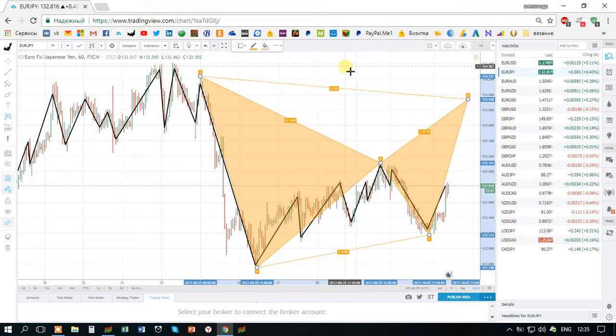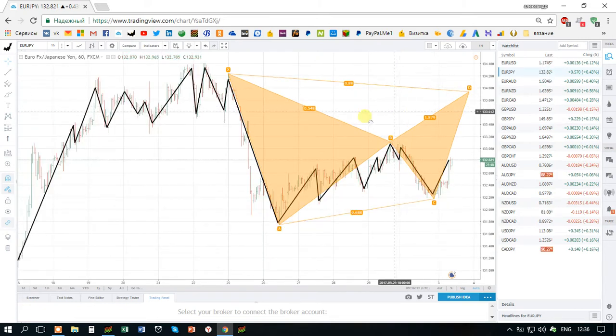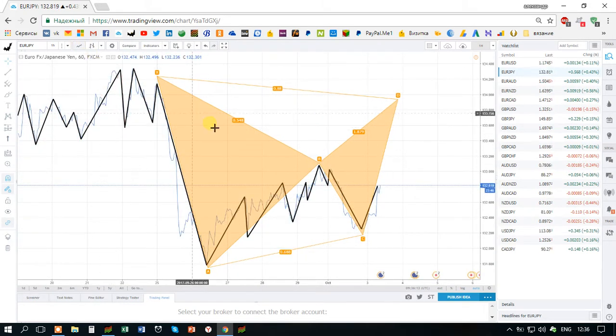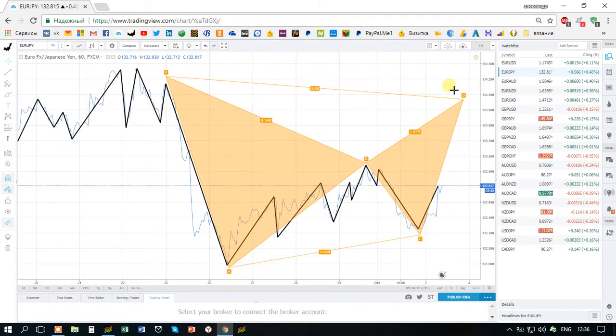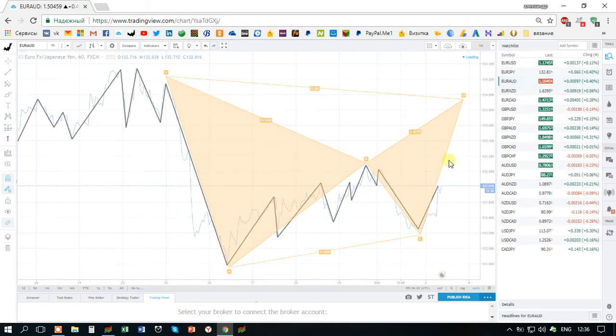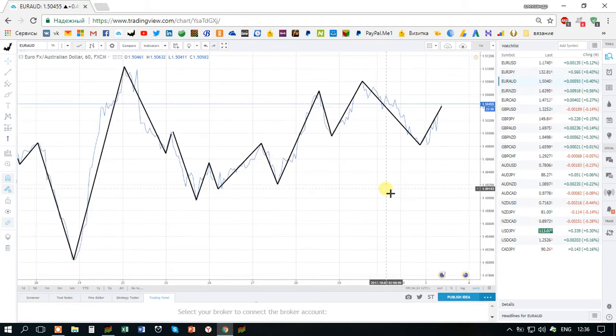It should be yellow, something yellow colored for bad. Okay, it's pretty far from completion. We may find some other patterns before it goes to complete. The next is Euro Aussie. Don't have anything here as well.